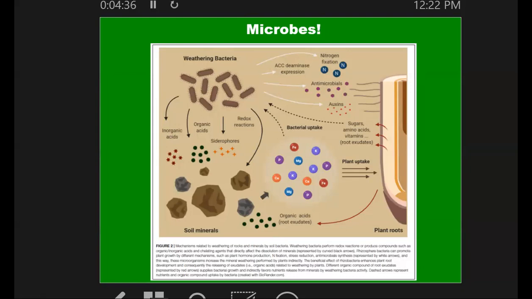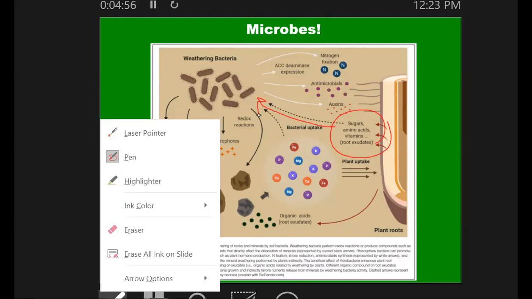So over here on the far right, this is the plant root. And you can see that it's doing some things too. It is releasing certain chemicals, and these dotted lines are saying that it's capable of producing things that can feed the bacteria. Okay, so you've got that going on.